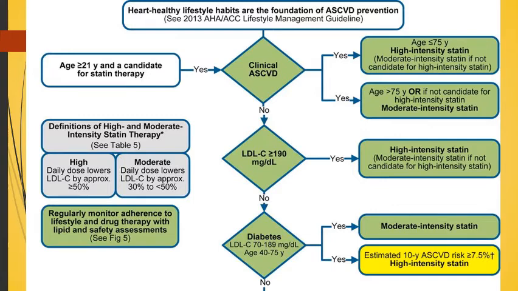This is the second category. If they're greater than 190, high intensity statins again. If not, then you go to those diabetics. And if they're diabetic, they basically get a high intensity statin. You're not going to see that many people that have diabetes that have lower than 70 LDL, okay?